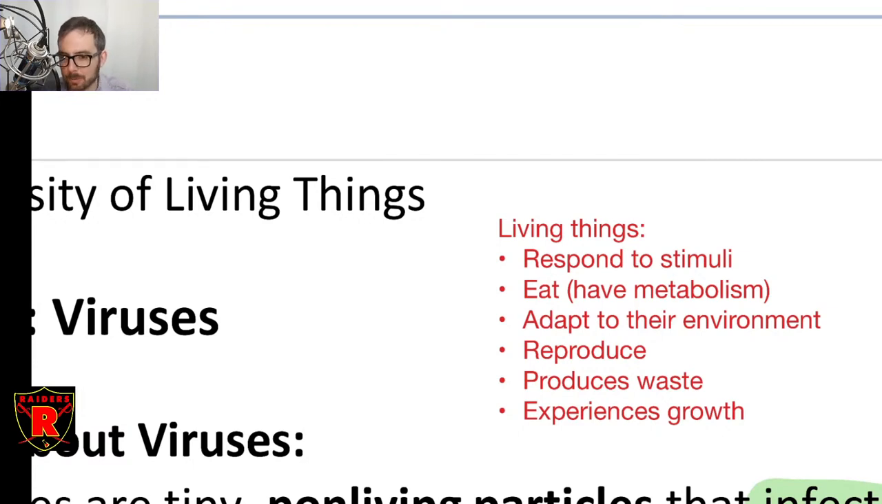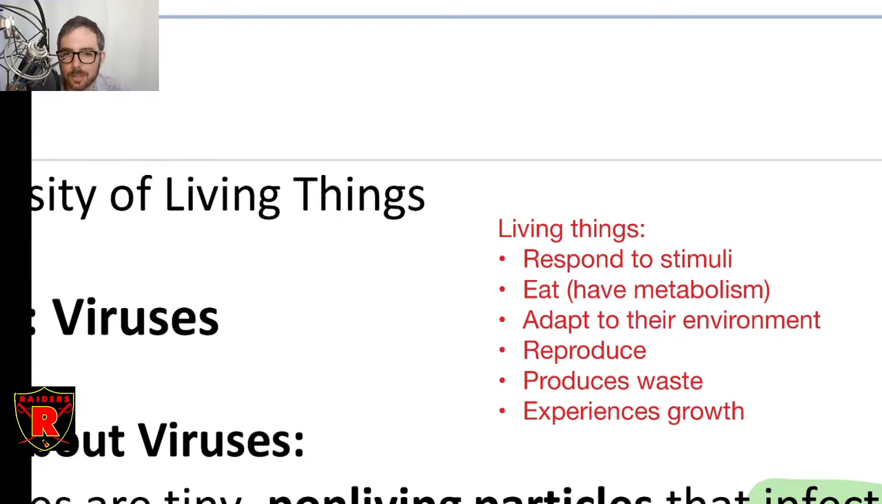Do they have some type of metabolism? Do they use fuel and in the process produce waste? I have produced waste separately on there, but it's really part of the same system. Are they able to adapt to their environment and change based on their environmental conditions?